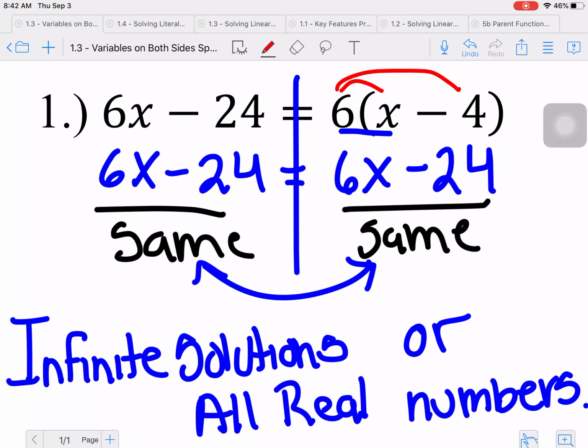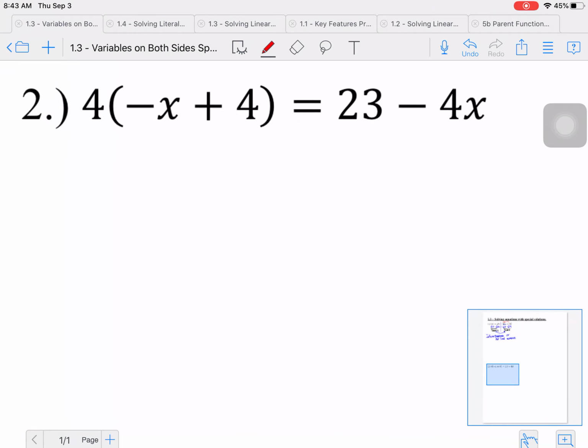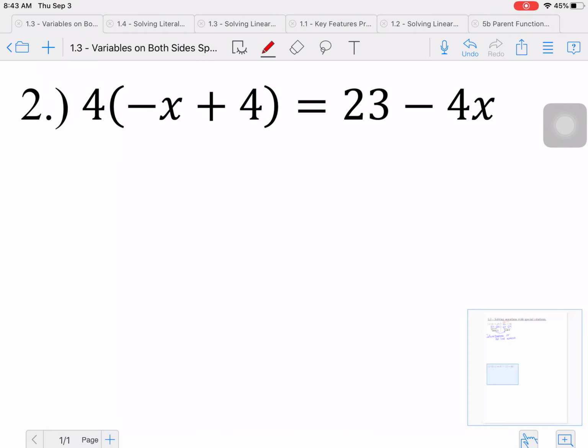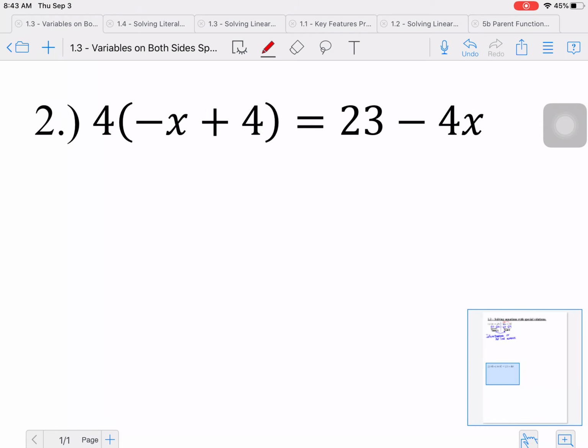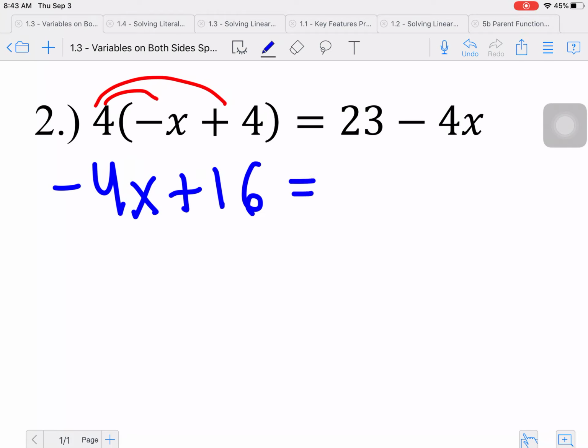Real quick. Number two, though, we're going to have a different type of solution. All right, so let's check this out. Same thing. I'm going to go ahead and simplify this. So I see that there's a parentheses. I'm going to go ahead and distribute the 4 into every number inside the parentheses. So I get 4 times -x, which is -4x. 4 times 4, which is 16. And then I'm left with 23 minus 4x on the other side.